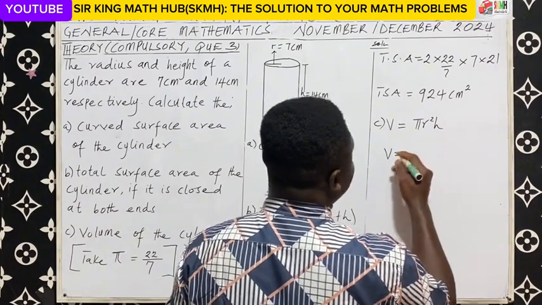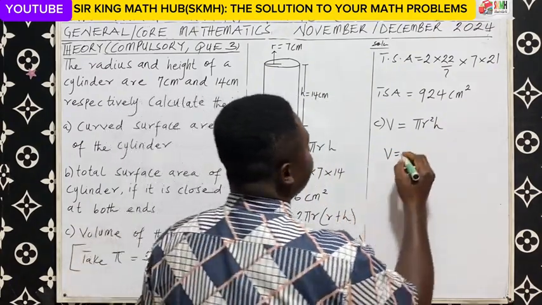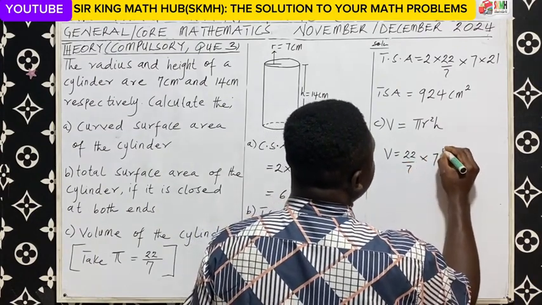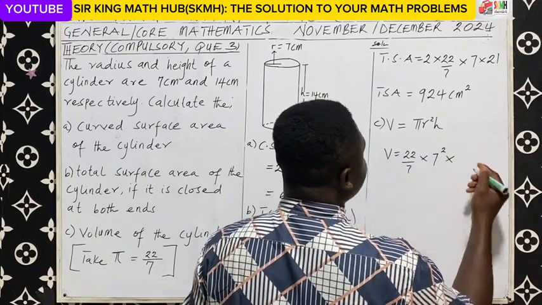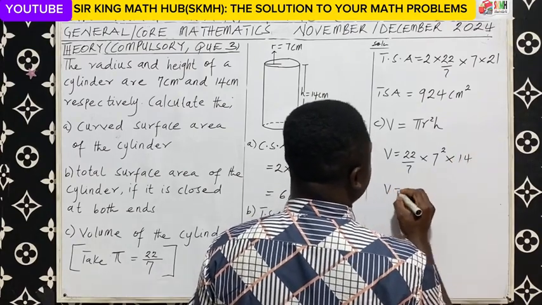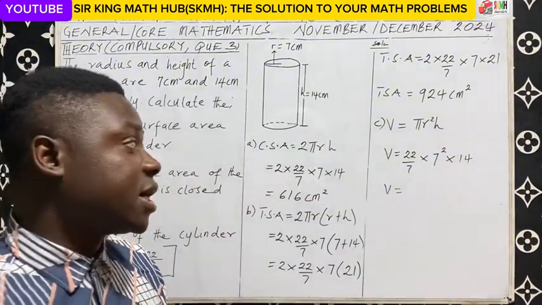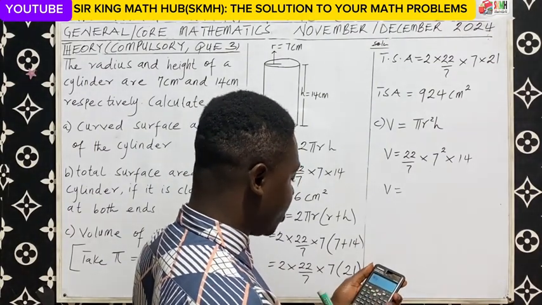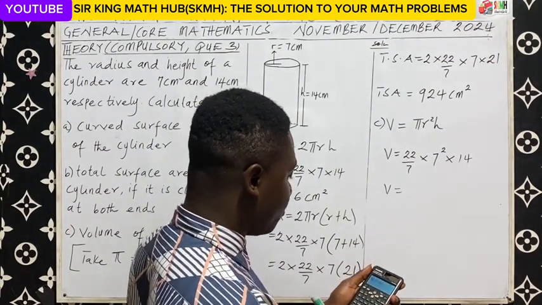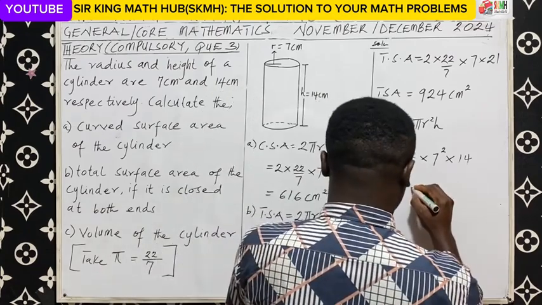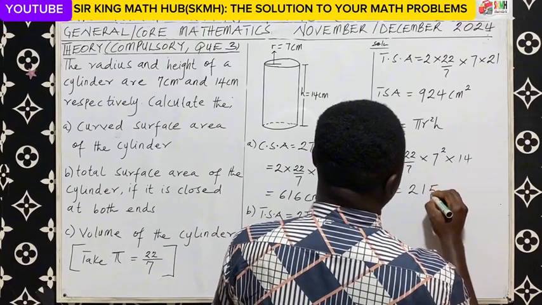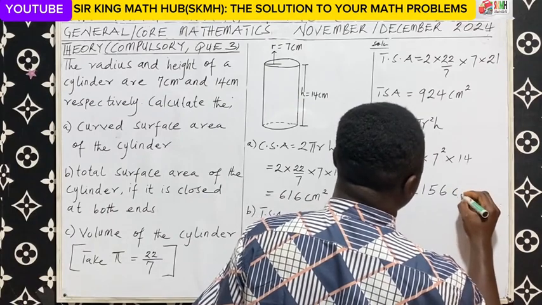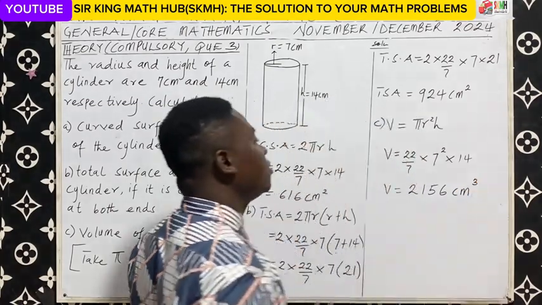So at this point, you just substitute the values. Pi is giving us 22 over 7. Radius is giving us 7. So 7 squared multiplied by the height, which is 14. So using the calculator, 22 over 7 multiplied by 7 squared multiplied by 14. And this is giving us 2156. But this time we are looking at the volume. The volume will have a unit of centimeters cubed.